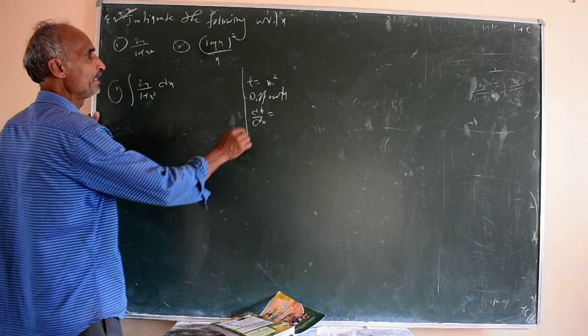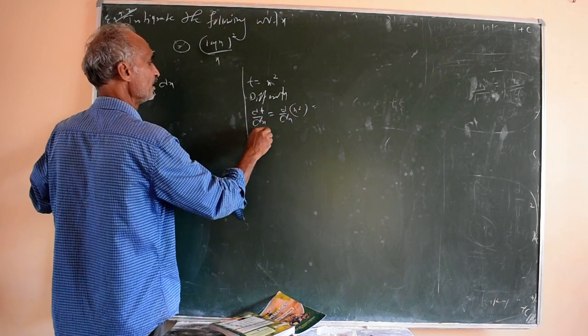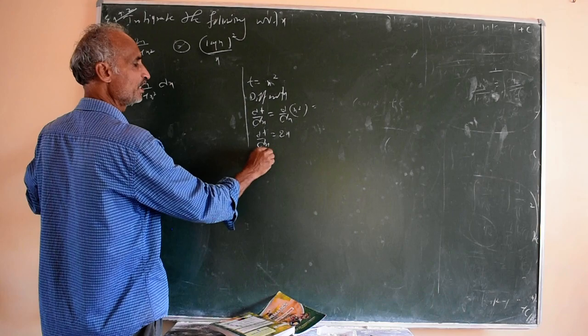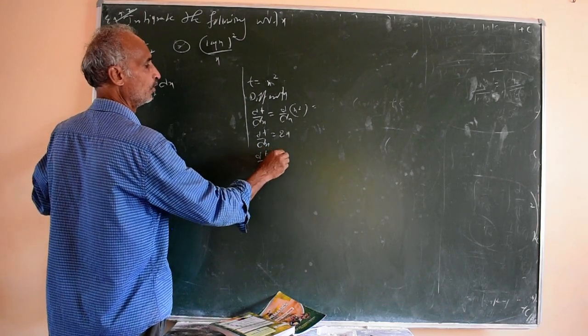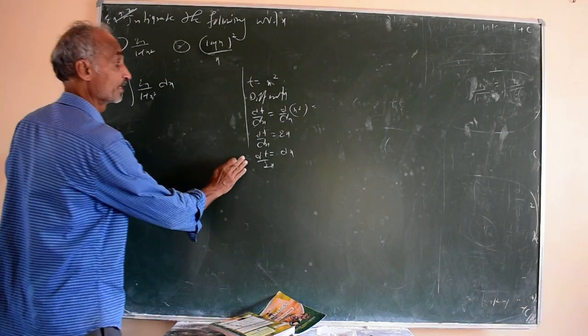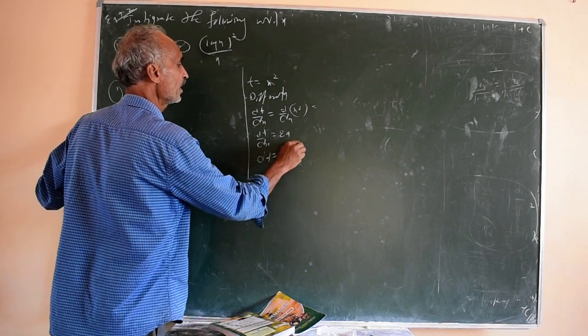dt by dx is equal to d by dx of x square. See, dt by dx is equal to 2x. Therefore, dt is equal to 2x dx. Okay? Or 2x dx here only. dx is cross multiplied. dt is equal to 2x dx.